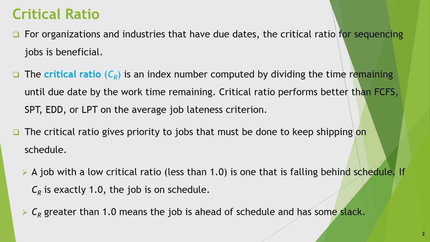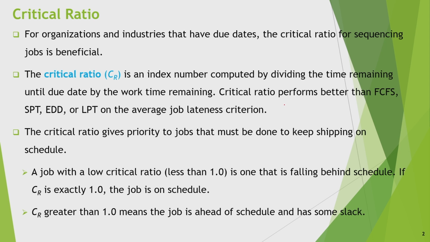I am now going to discuss one more performance measure, called critical ratio. For organizations and industries that have due dates, the critical ratio for sequencing jobs is beneficial. Critical ratio, denoted by CR, is an index number computed by dividing the time remaining until the due date by the work time remaining.